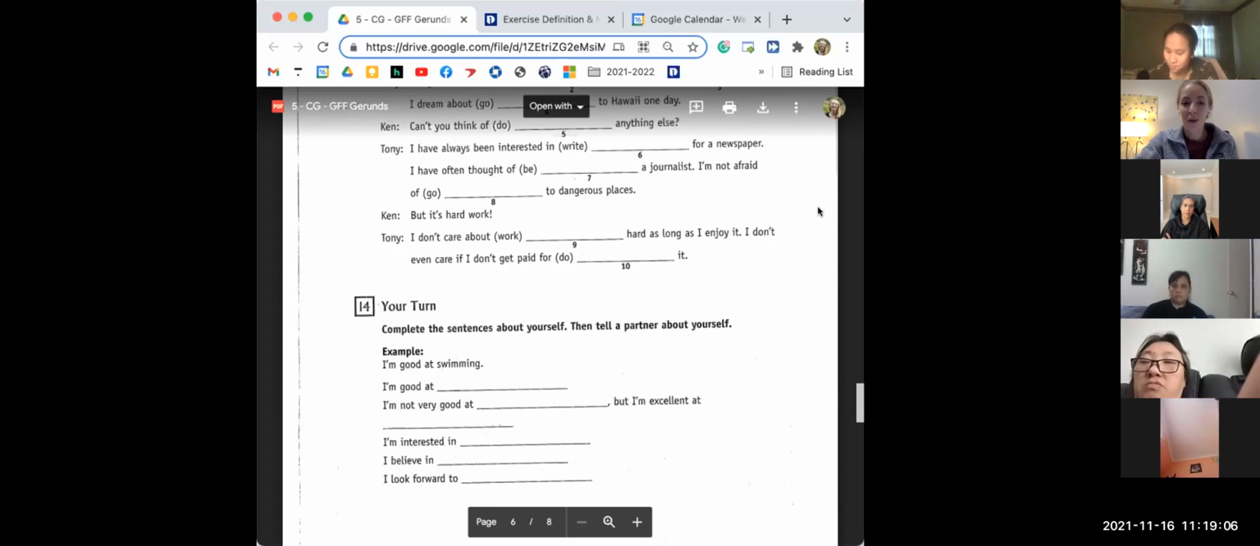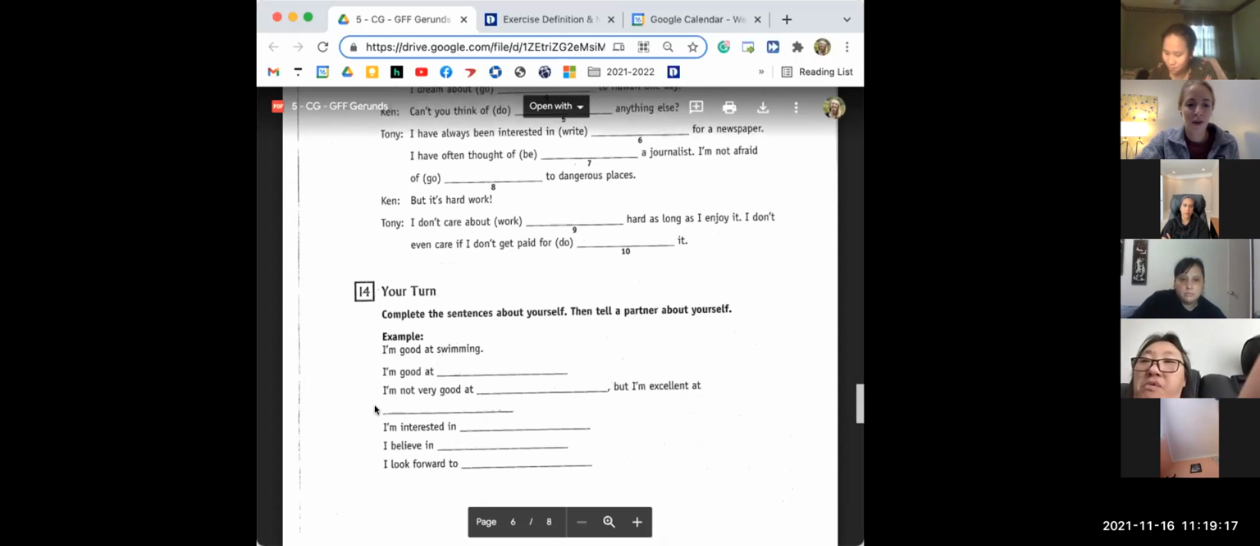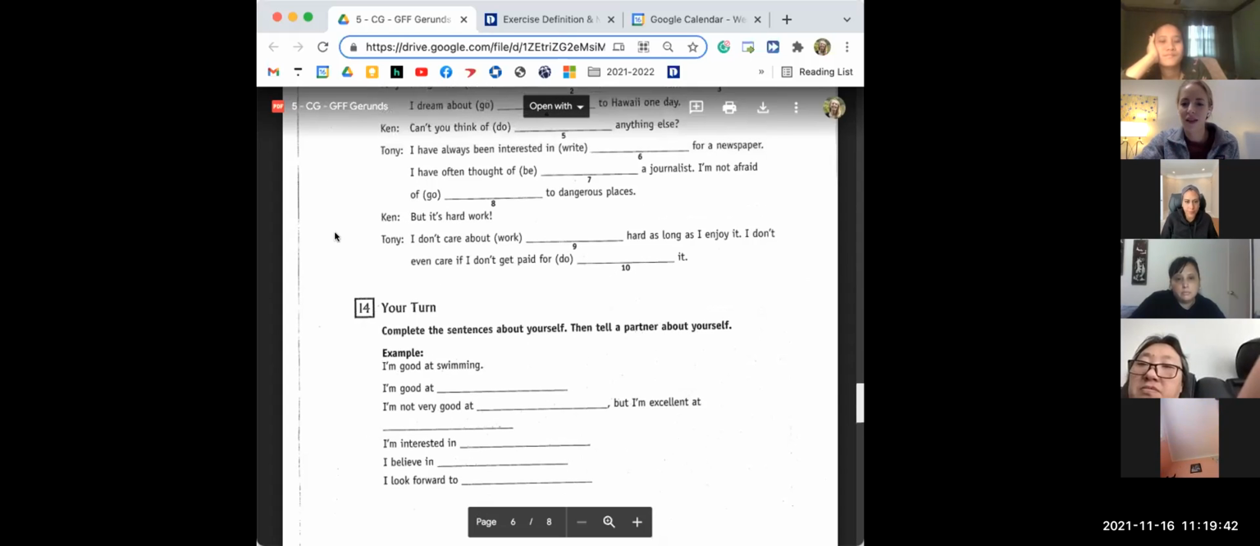So let's go back into our breakout rooms, and we'll spend a few minutes to create these sentences and then talk to your group about your answers. Exercise number 14, together with your small group. Any questions before we open the breakout room again? This is the same link as before.